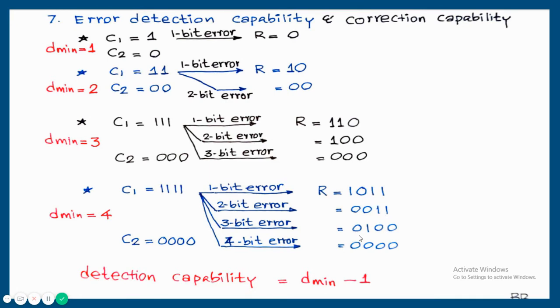After 4 bit errors, we are receiving 0000. That itself is a valid code. So that error is not going to be detected by the receiver system. So from all this, I'll say the conclusion.